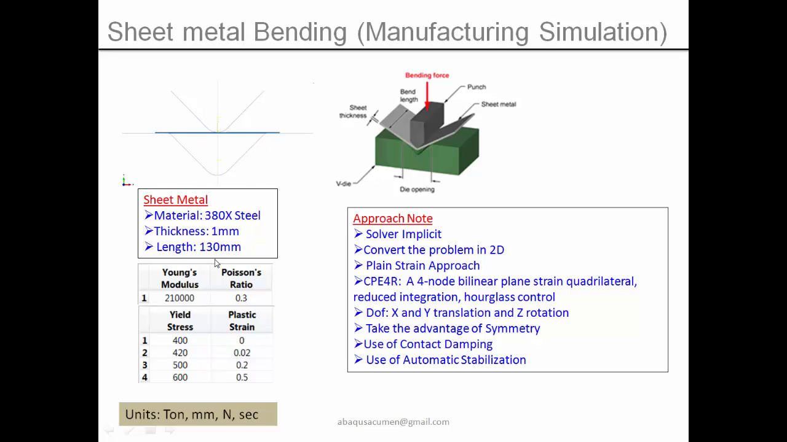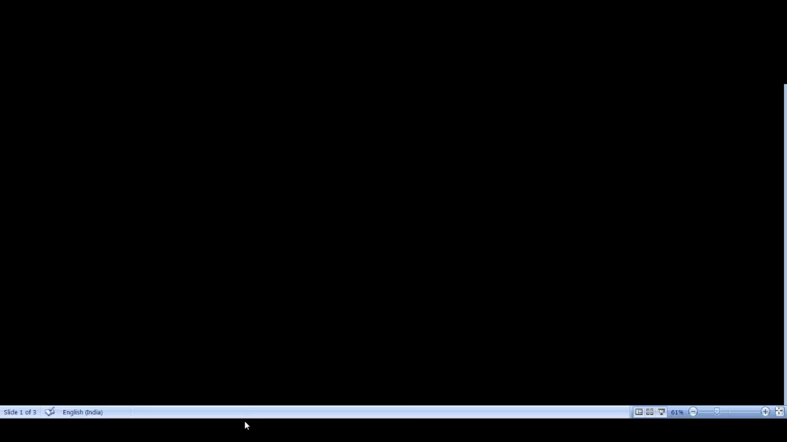The material is a 380X sheet, 1 millimeter thick. The flat length is 130 millimeter. We are going to use steel with elasticity 210e3. Then for plasticity, 400 is the yield. Then you see the plasticity data here. We'll start with this, and the units which we are going to use are ton, millimeter, Newton and second. So that's what we'll do.